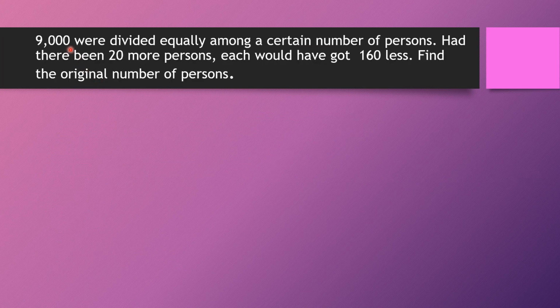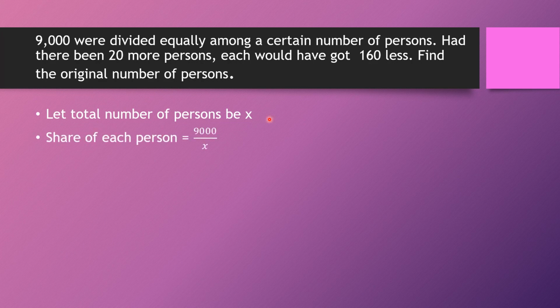Okay. Next, 9,000 rupees were divided equally among a certain number of persons. Now see, I am dividing 9,000 rupees among you children. I don't know how many children are present in the class, but I'm making sure that everybody gets an equal amount. Had there been 20 more persons, if 20 children had been added, each child would have got 160 rupees less. I want to find the actual number of children in the class. So let the total number of people be X.